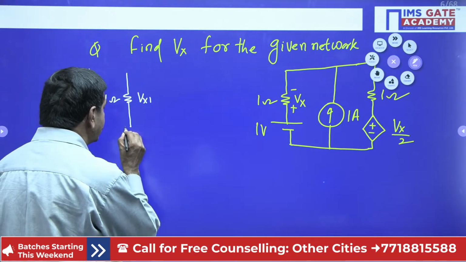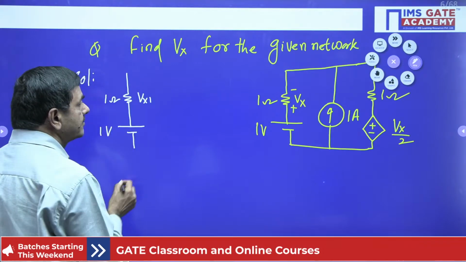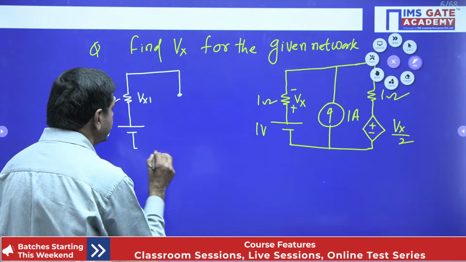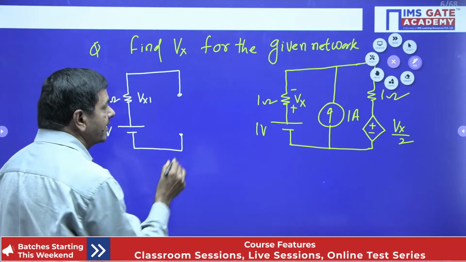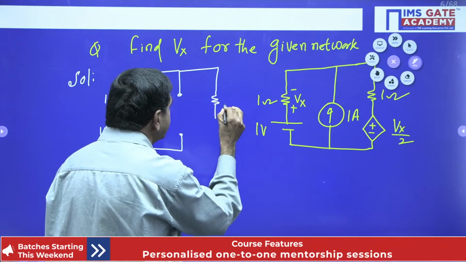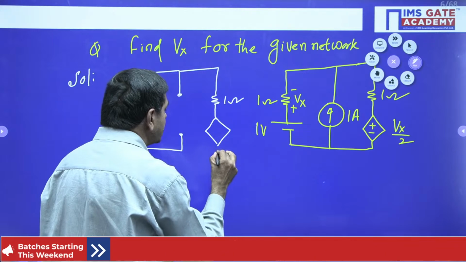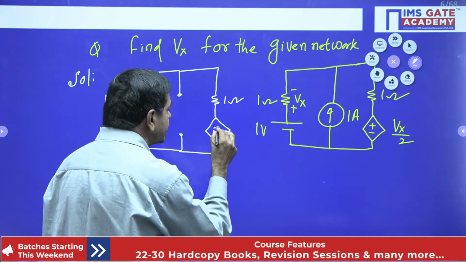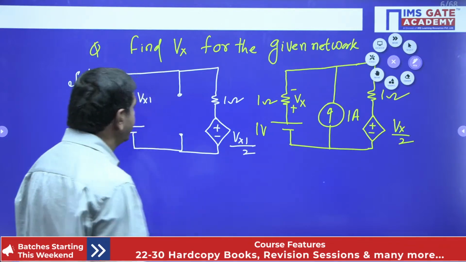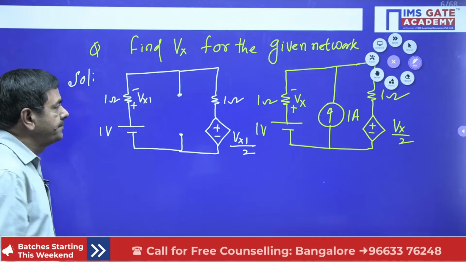I can select this as a voltage source. Here I got 1 volt. This current source is open circuited. And I got a 1 ohm resistance on this side. This is 1 ohm. There is a dependent source, which I can put as plus minus Vx1 by 2, with polarity plus and minus.